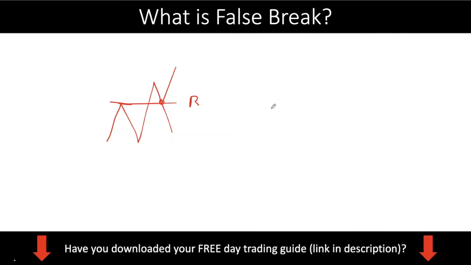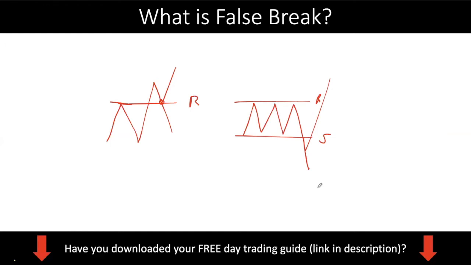This is what it is. And of course, in the opposite case, it's the same. Let's say price has been ranging between this support and this resistance, and you expect price to break down when the support is broken. But instead of breaking down, price actually goes up. So this is a false break. It is a very powerful way to catch a low risk, high reward trade.